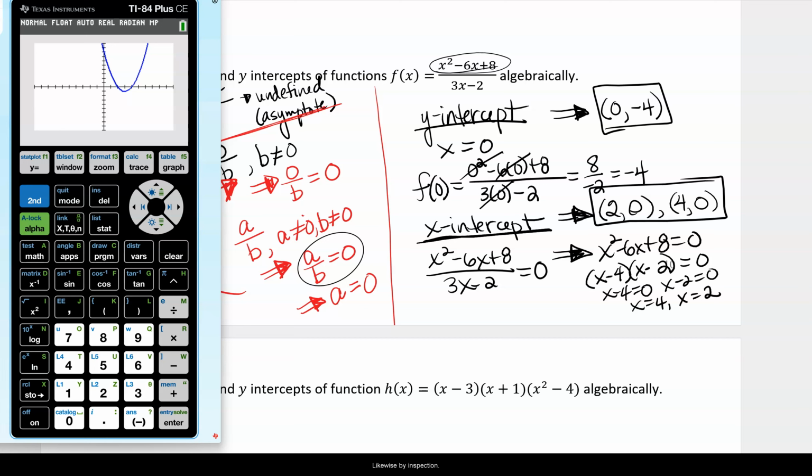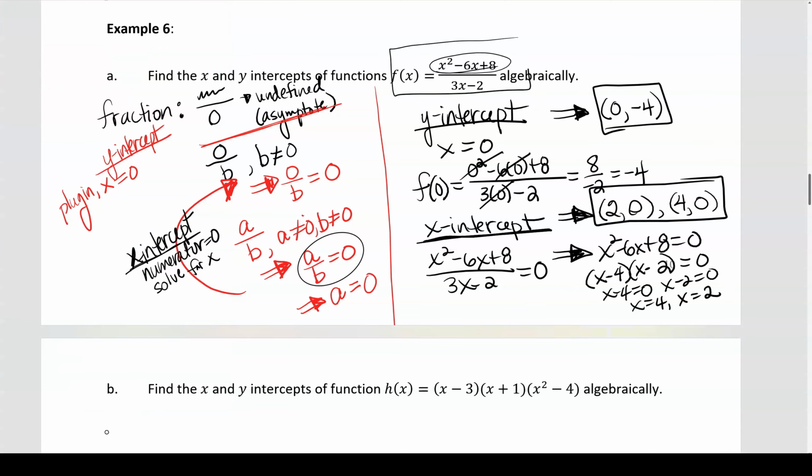Likewise, by inspection, we can see that this parabola crosses up here. And before we become confused, that's not the y-intercept that we got. And that's because this is not the graph of the rational function. The rational function is x squared minus 6x plus 8 divided by the quantity 3x minus 2. If we want to check our y-intercept, we can go back to our calculator.